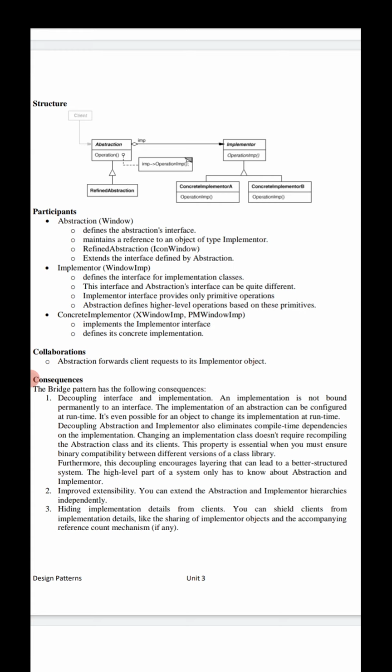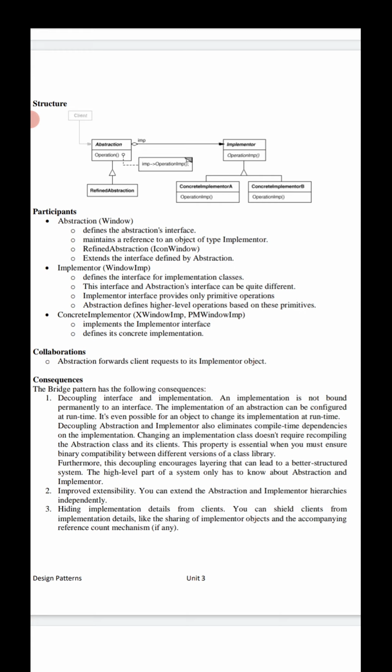And coming to the participants of the bridge design pattern, look at the diagram here. Participants: abstraction. Coming to the motivation section, abstraction is nothing but Window. Window is a class. Okay, what does it define? It defines the abstraction interface. It maintains a reference to an object of type implementer.